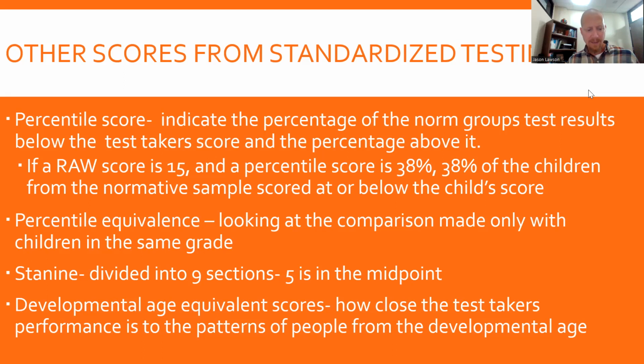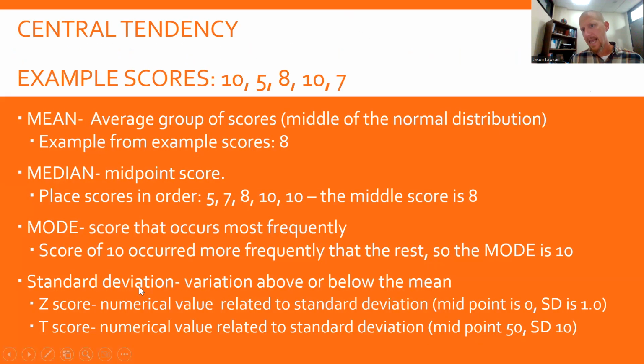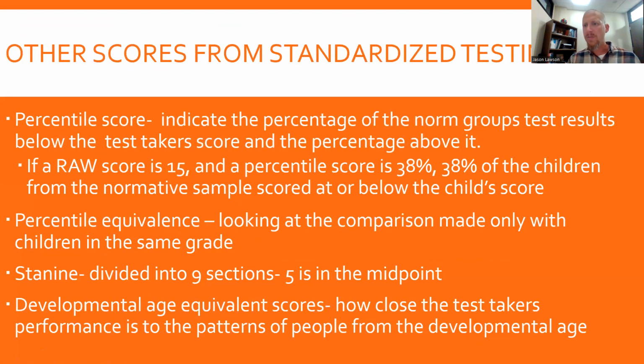What basically this is saying is, we're going to go to 38%, so this is the normative value. 38% would be right around here. So the normative sample scored at 38% or below that child's performance. Again, that terminology is just trying to explain where that child's performance was compared to that normative sample. You might be looking at percentile equivalence too.